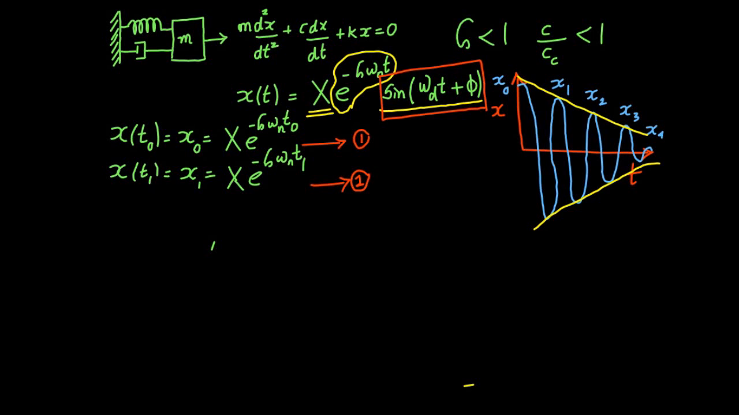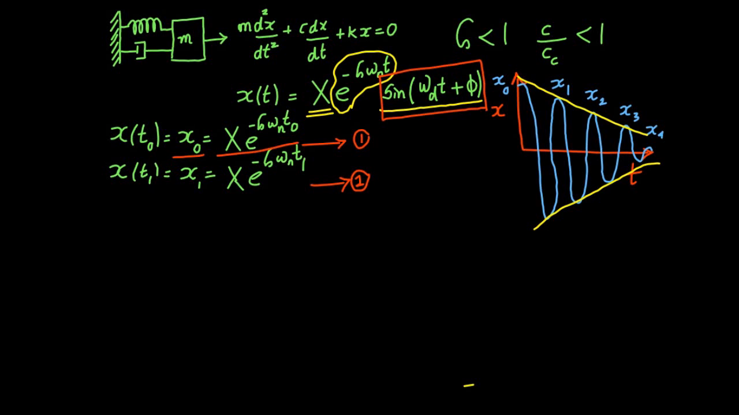All I'm going to do is divide equation number 1 by equation number 2, so I'm going to get the ratio of the amplitudes, x0 by x1. So what do you get if you divide equation number 1 by equation number 2?